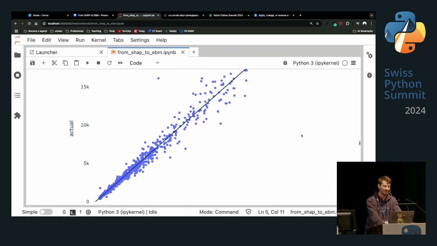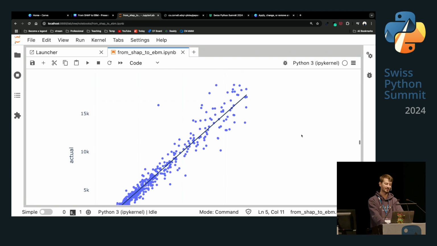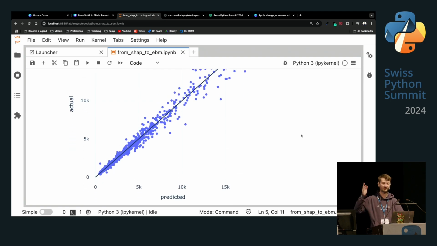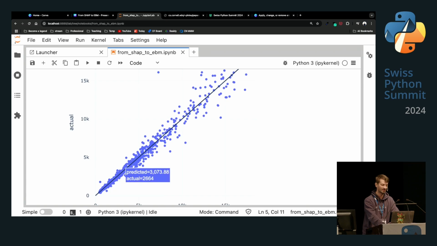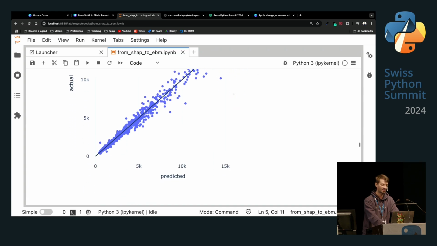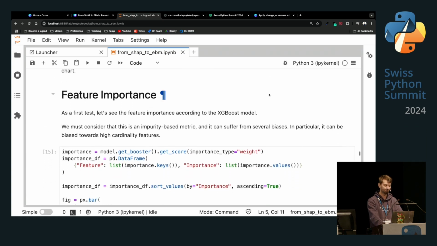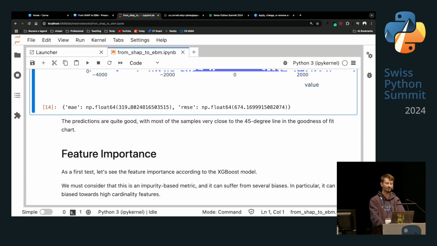Okay, we train an XGBoost model, and we see that the goodness of fit is pretty good. This is a classical goodness of fit chart where we have the actual value on the y-axis, the predicted value on the x-axis, and a perfect model would have all the samples on the 45-degree line. They are pretty close. We see that we do best on the stones that have low price, and we have more absolute error on the stones that have a higher price. Very good. If you want some metric, the mean absolute error is $319 over an average price of around $8,000, if I'm not wrong.